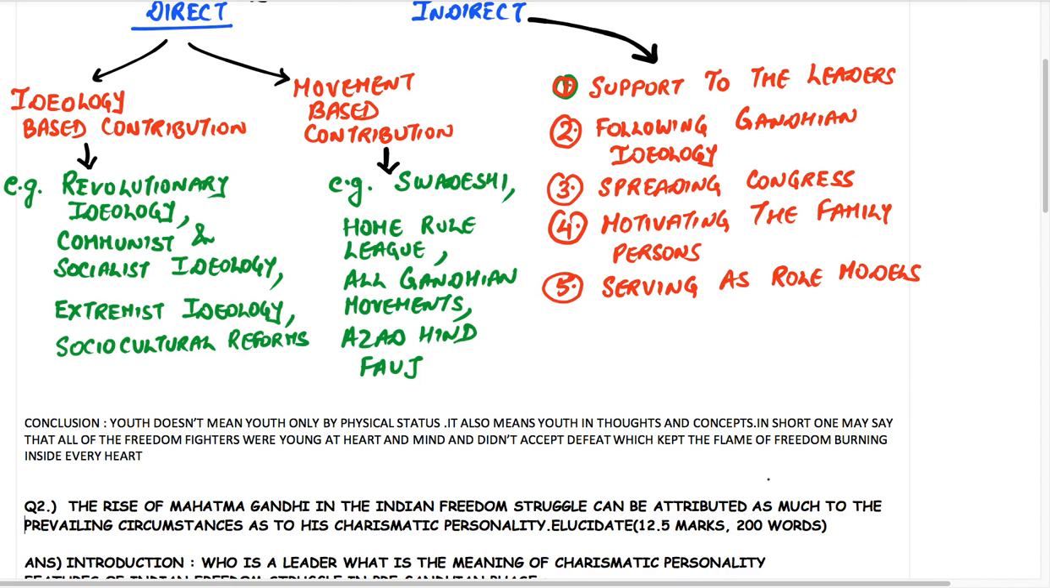And the conclusion can be that youth doesn't mean youth only by physical status or by age. It also means youth in thoughts and concepts. In short, one may say that all of the freedom fighters were young at heart and mind and didn't accept defeat, which kept the flame of freedom burning inside every heart. And that led to India getting freedom in a very short duration, because if we compare other countries and their independence movements, India got freedom in a very short duration.